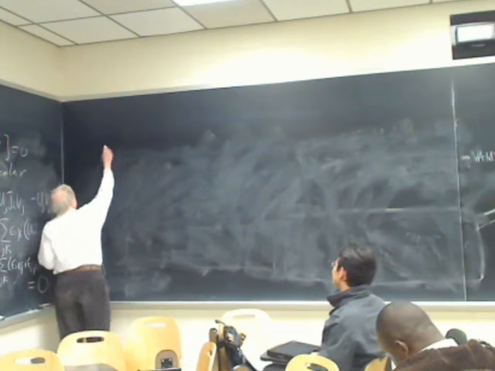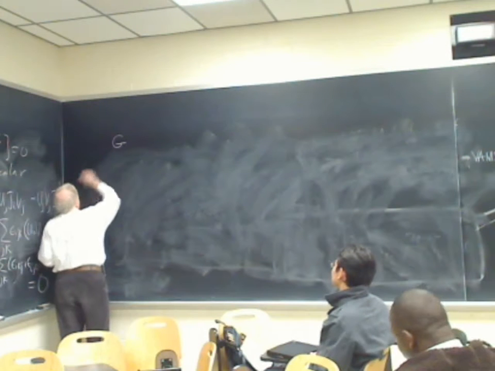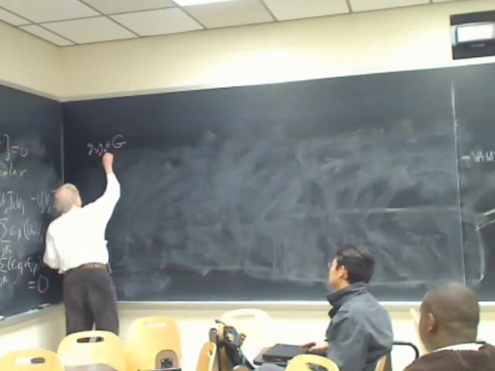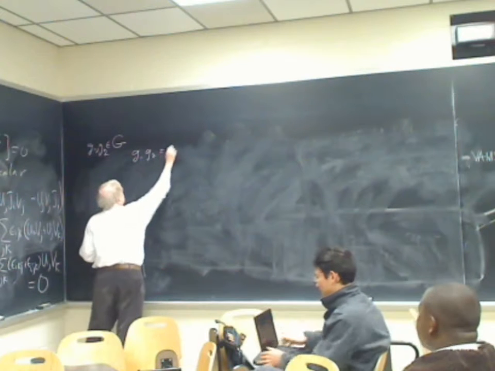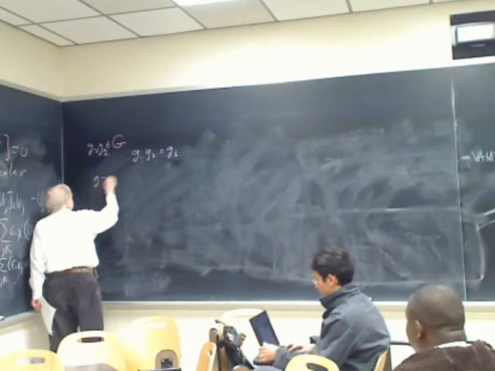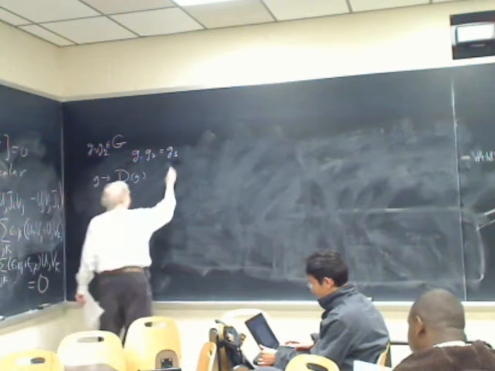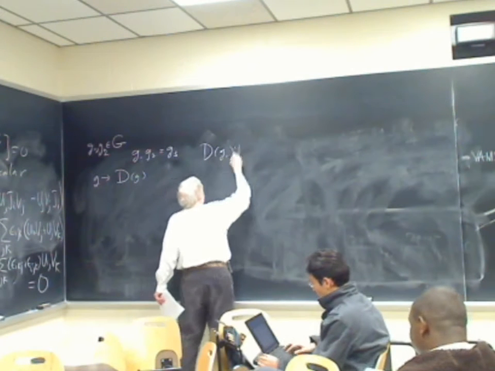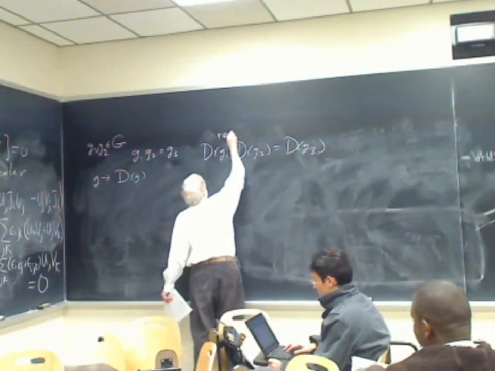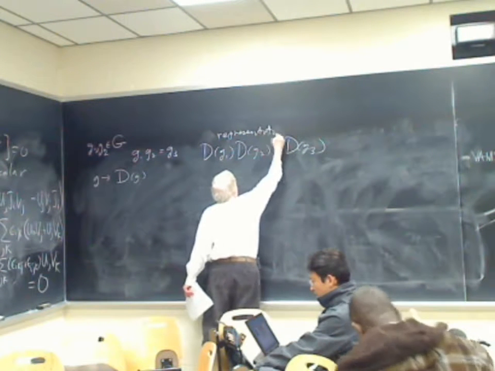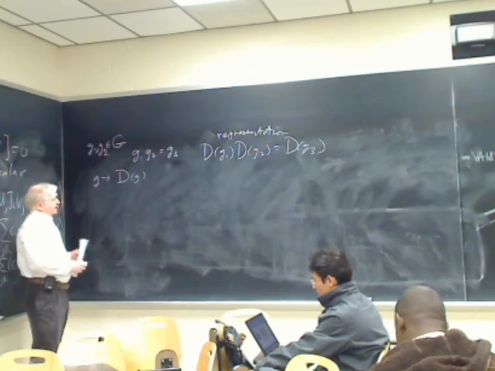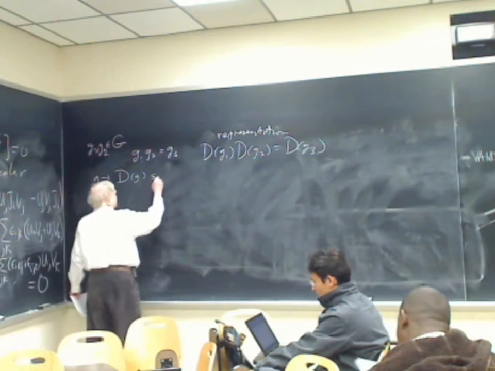The basic idea here is if you have a group, G, and for example, if you have group elements G1 and G2 that are in the group, and you have G1 G2 equals G3, then you can have a map from G into matrices D of G, and if you have D of G1 times D of G2 equal to D of G3, then this is called a representation of the group. And the representations that we like are the representations where these things are square matrices.